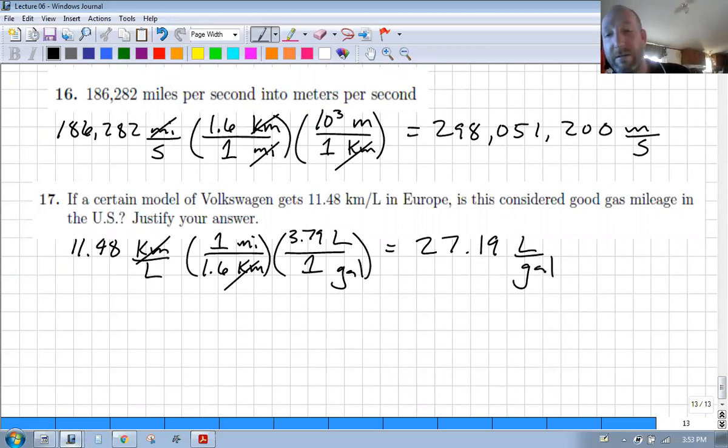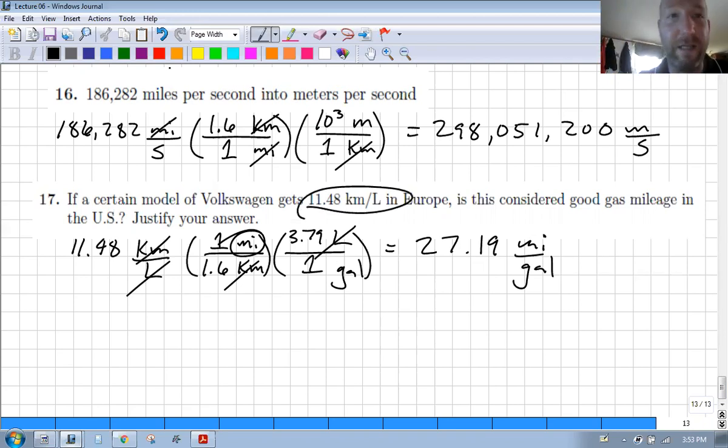I screwed up here. Not liters, liters went away. It's miles per gallon: 27.19 miles per gallon. That makes sense, because we started off with length per volume and we need to end up with length per volume.